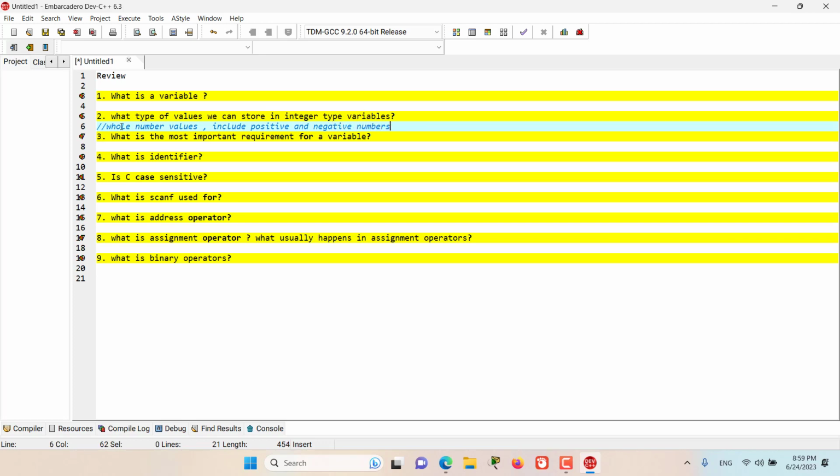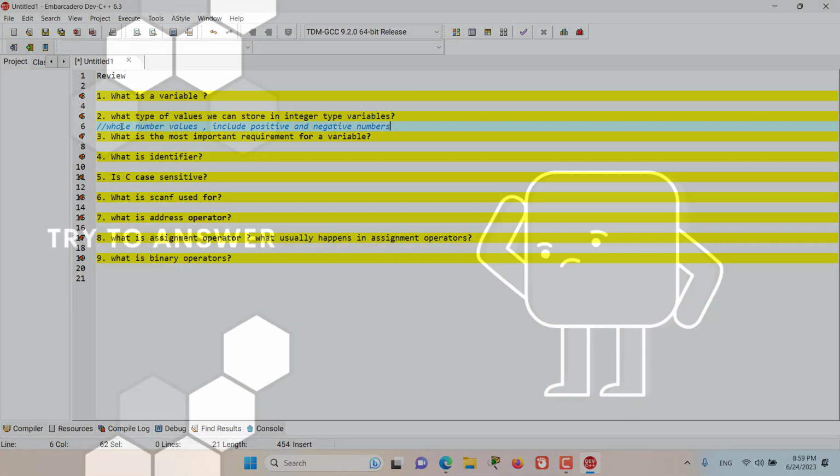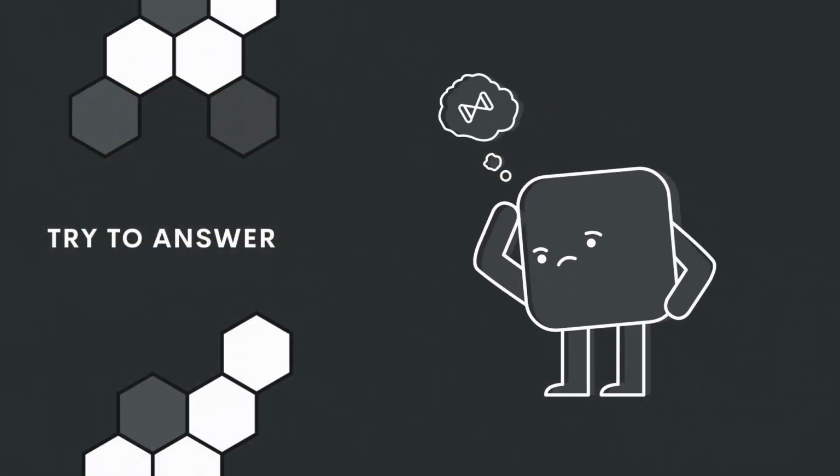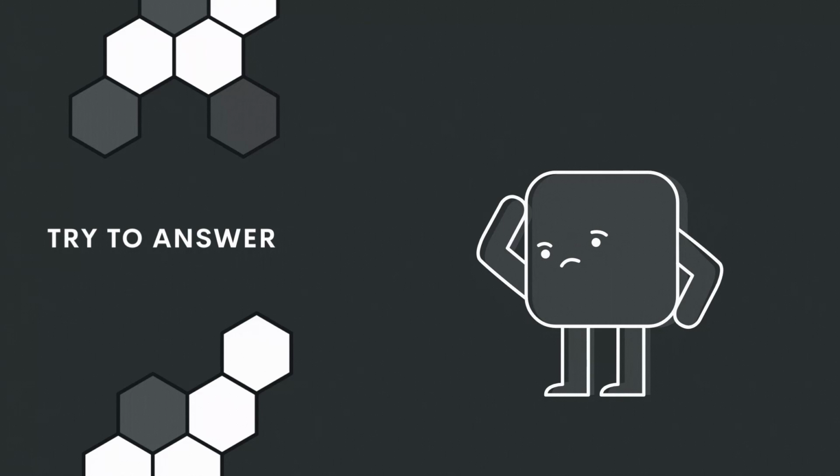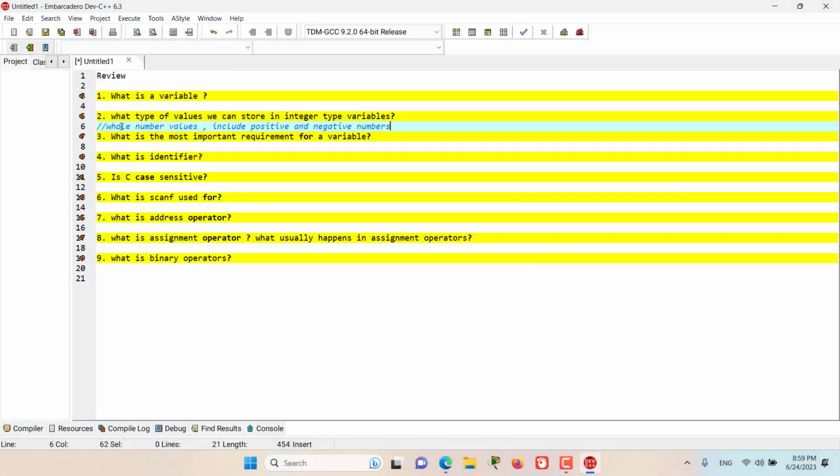What is the most important requirement for a variable? Well, the most important thing for a variable is that all variables must be defined with a name and a type before they can be used in a program. So the declaration of a variable is very important before it's used.